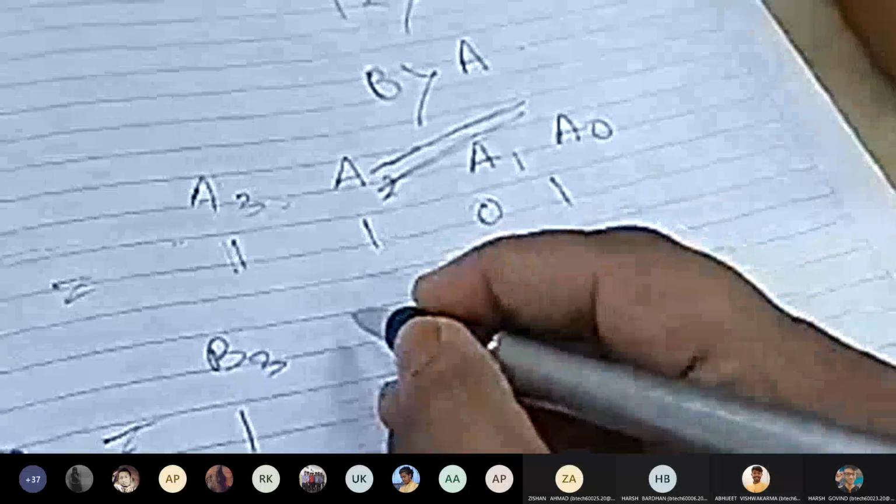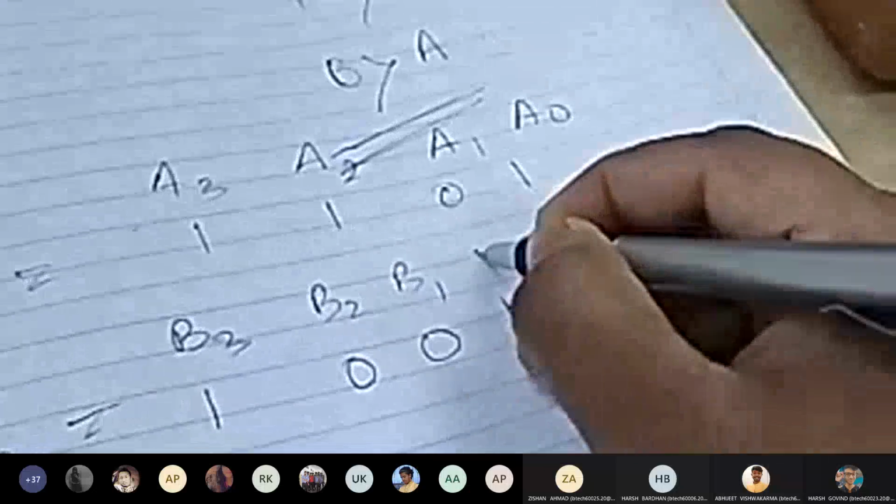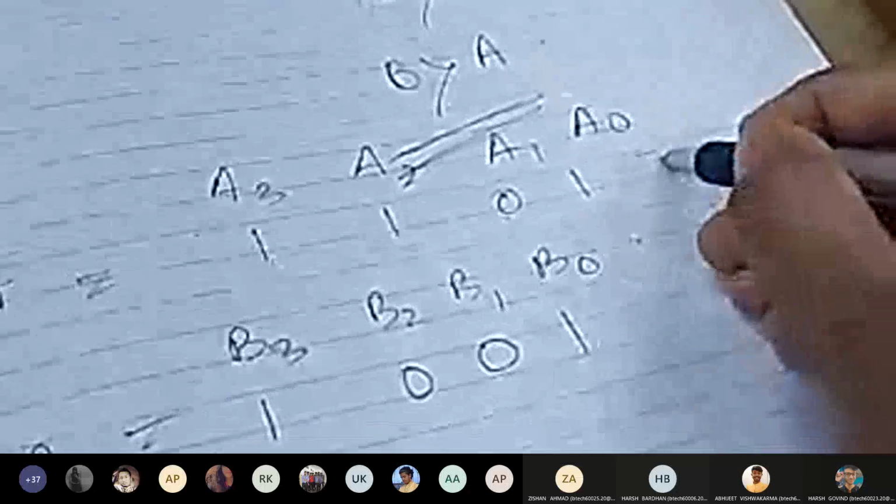Now, Abhijit, you tell me one number. Tell a number such that A should be greater and B should be lesser. Ma'am, 13. You tell me the 4-bit value. 1101. Okay, 13. So Divya, can you tell me the B value? Ma'am, 1001. Okay, B3, B2, B1 and B0. So according to Abhijit this is 13 and this is 9.